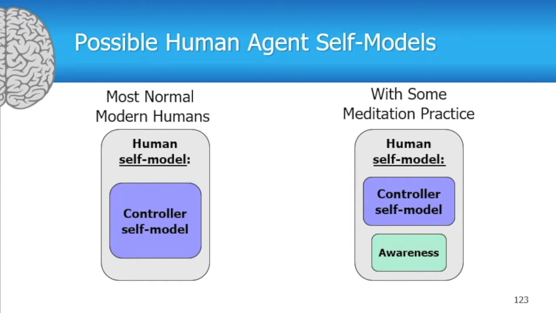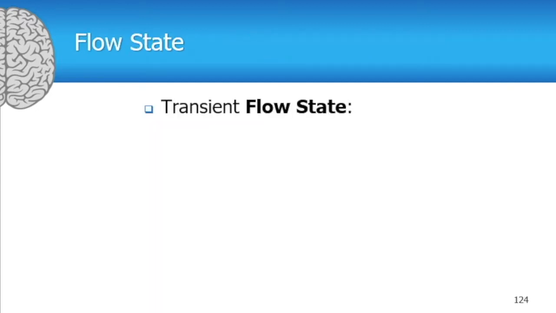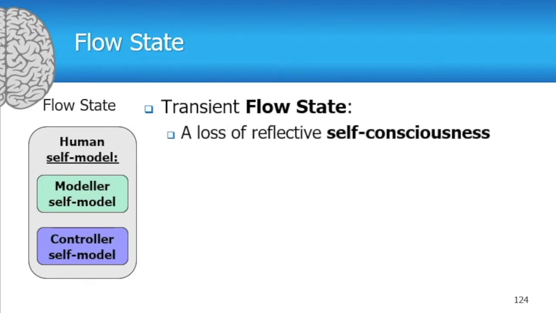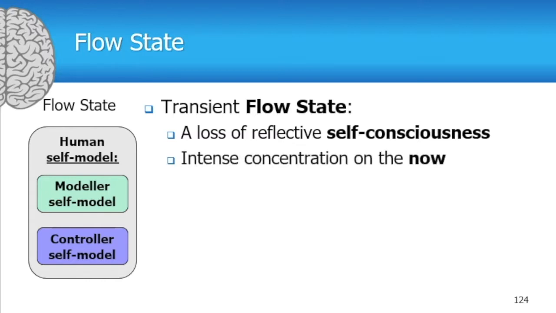Another state of consciousness, which is sometimes experienced, is the flow state. This state is often reported by artists, musicians, writers, and athletes, but it can be experienced by anyone who becomes totally absorbed by some task. My hypothesis is that in the flow state, the human self-model is an equal admixture of modeler and controller. The commonly reported attributes of the flow state include a loss of self-consciousness. Remember, the modeler has selfless awareness. There's also an intense concentration on the now, which is exactly what the modeler does. It is the controller that is often off living in the past or future.